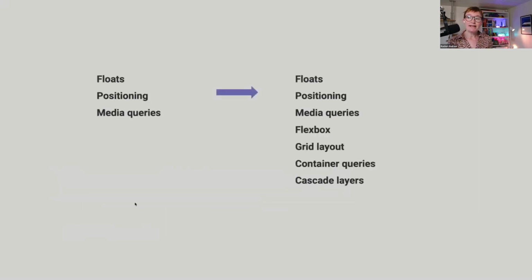So, how did we get from floats and media queries to subgrid, cascade layers, container queries? And what does that actually mean for the future of the language? What does that mean for us as developers and designers? And what do we need to understand if we're going to benefit from all of this new functionality?